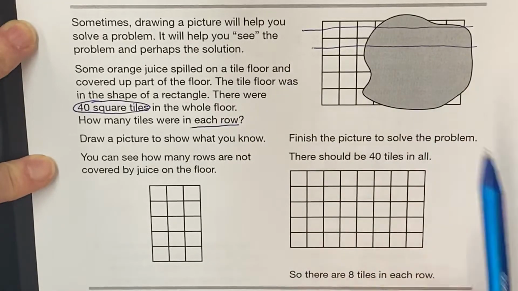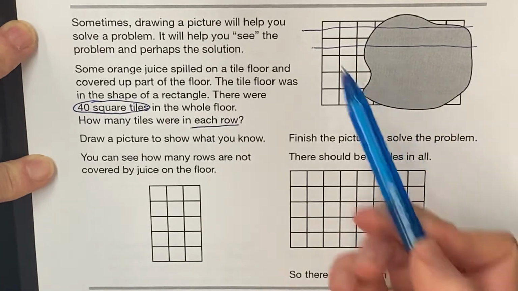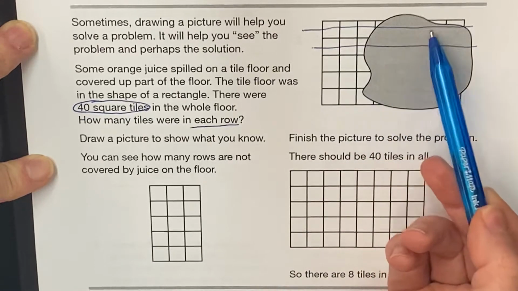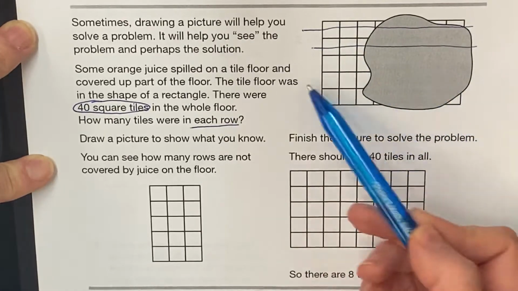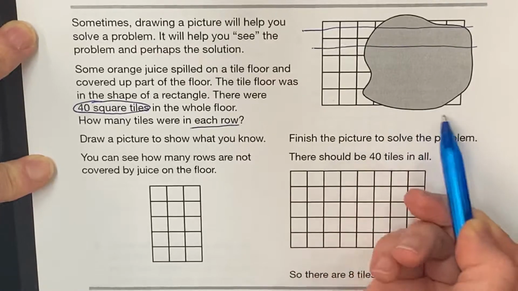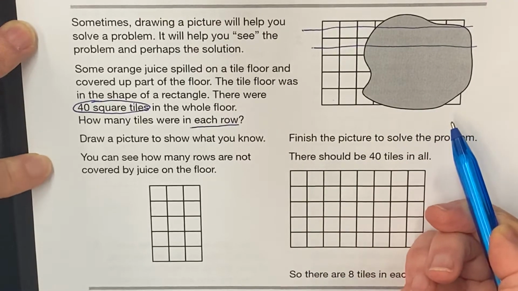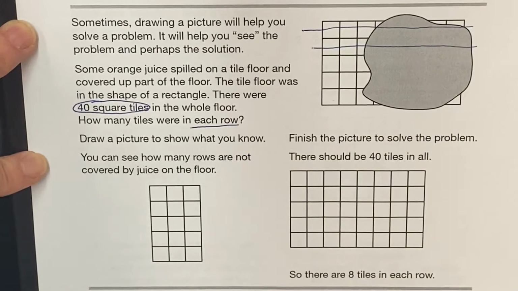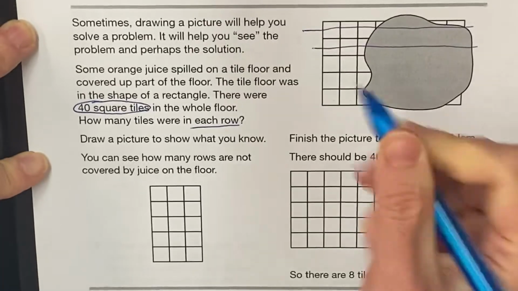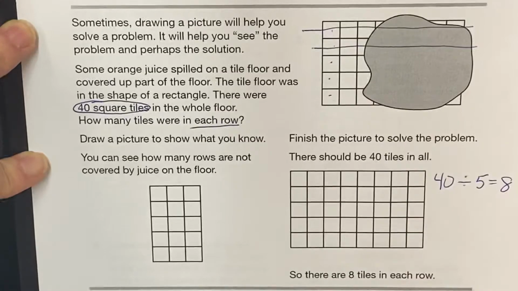Okay, so I could easily count them, but it wants to know how many tiles are in each row. So I know there's 5 rows, but I need to know how many tiles. 1, 2, 3, well, I don't know. I can't really guess. So I have to take 40, and I'm going to divide it by 5, because that's how many I have right here. And that'll give me 8. So there are 8 tiles in each row.